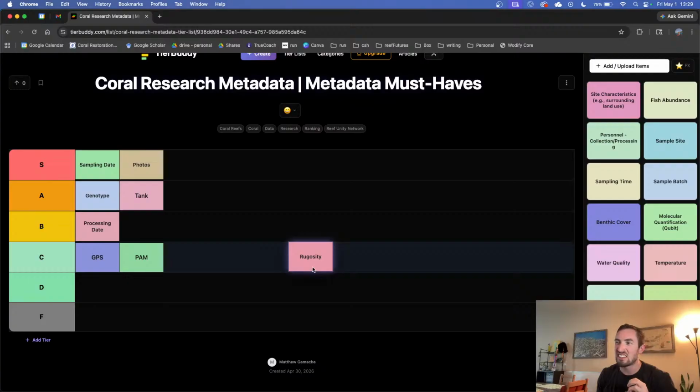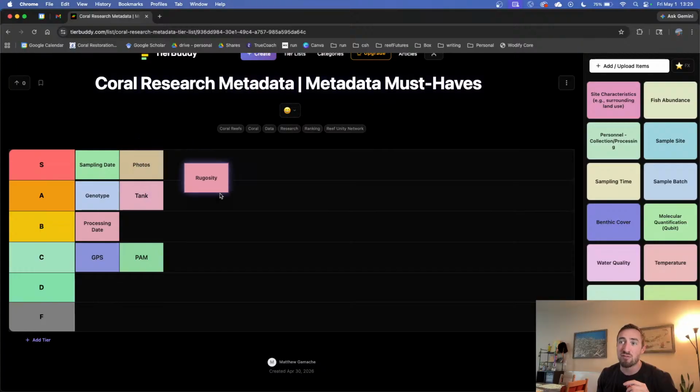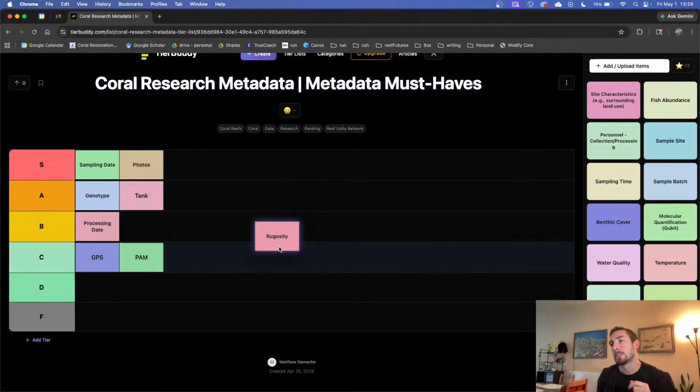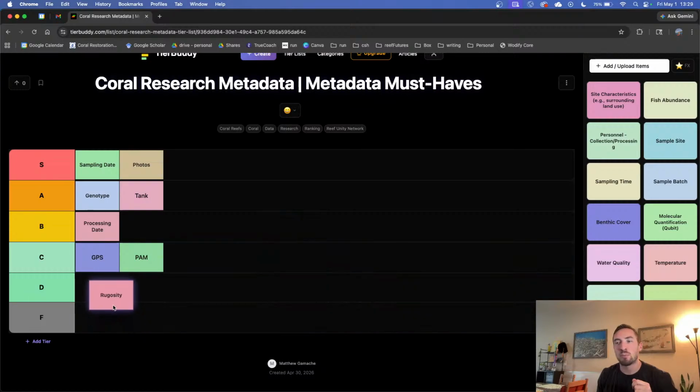Kind of wish I had collected it, or again, at least had photos or something. I'm gonna put this in D tier though. I was able to get away without it. Obviously, if you're studying rugosity, this could be a direct variable that you want to measure. In that case, collect it. But I don't know. Probably don't always need it. I've done other field work, you don't always need to use it.